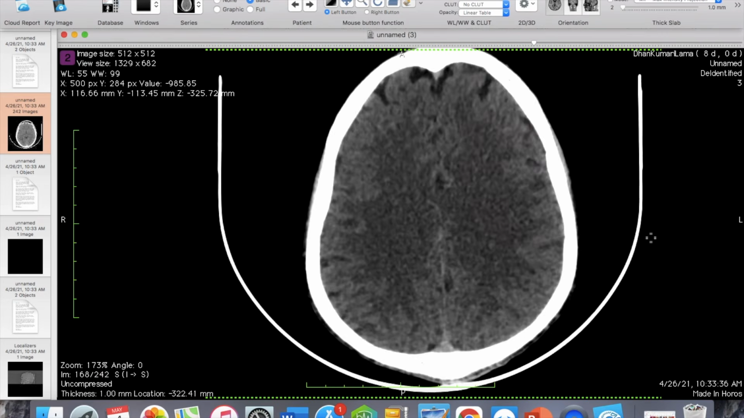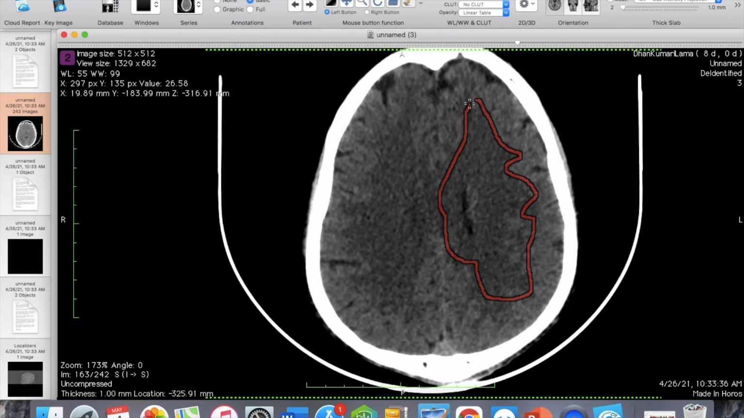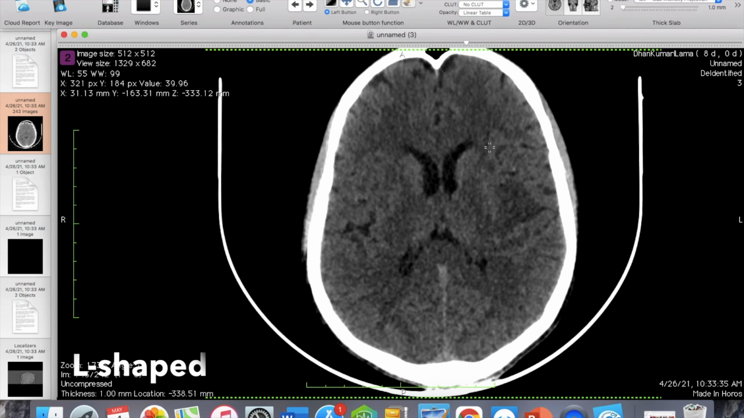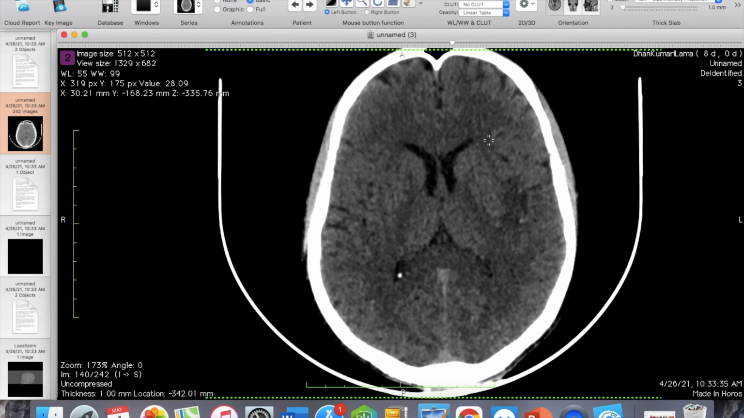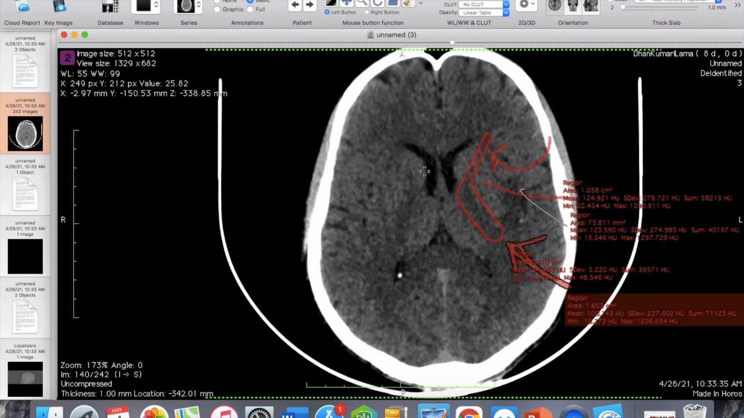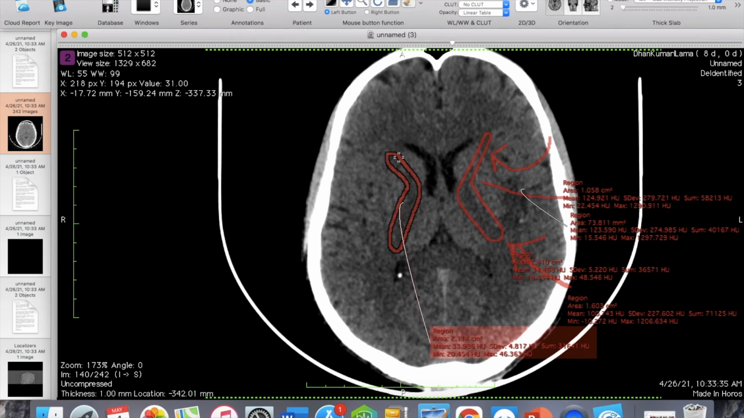So in this image we can see the outline of the white matter here, and if we focus on this white matter, we can see that it is now converging into an L-shaped structure here. This L-shaped structure is the internal capsule, which lies adjacent to the lateral ventricles. This is the anterior limb of the internal capsule, the genu, and the posterior limb of the internal capsule. Similarly, on the right side, this is the L-shaped structure, which is the internal capsule.